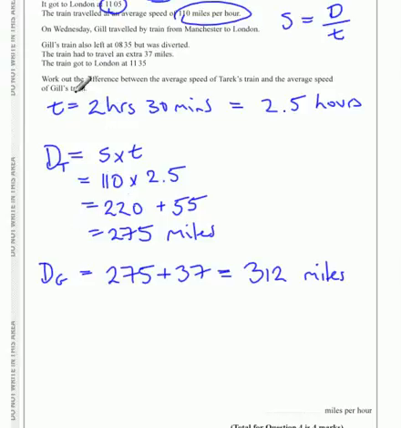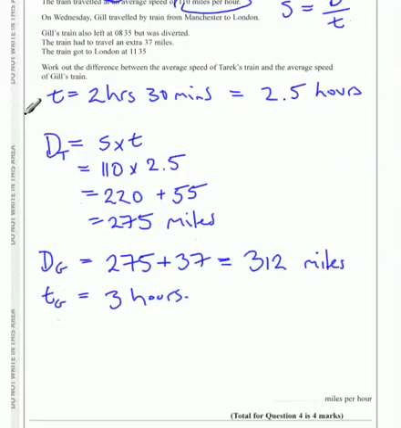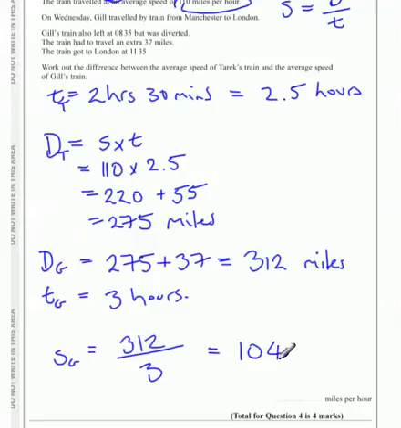Next, we need to know the average speed between the two. So she left at the same time, but her journey has taken 3 hours. So the time for Jill is 3 hours. And that was the time for Tarek at the top. So the speed for Jill is going to be the distance, 312, divided by the time, which is 3. 300 divided by 3 is 100. 12 divided by 3 is 4. So that's going to be 104 miles per hour for Jill.